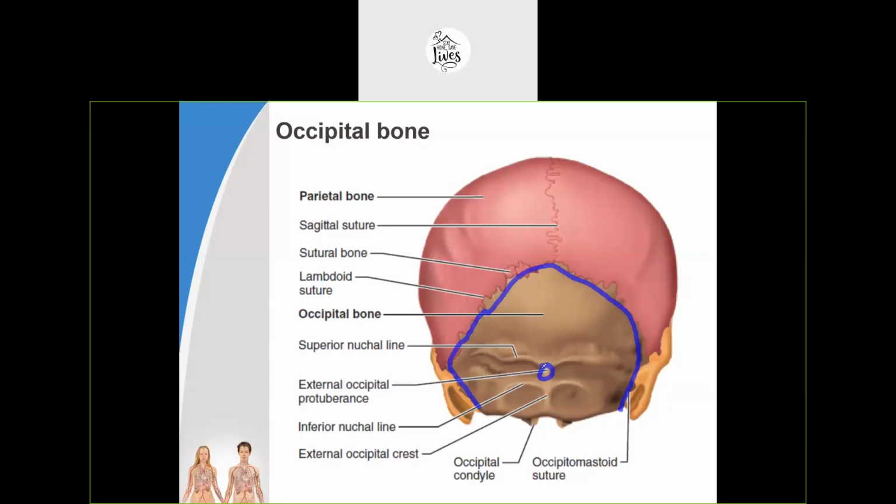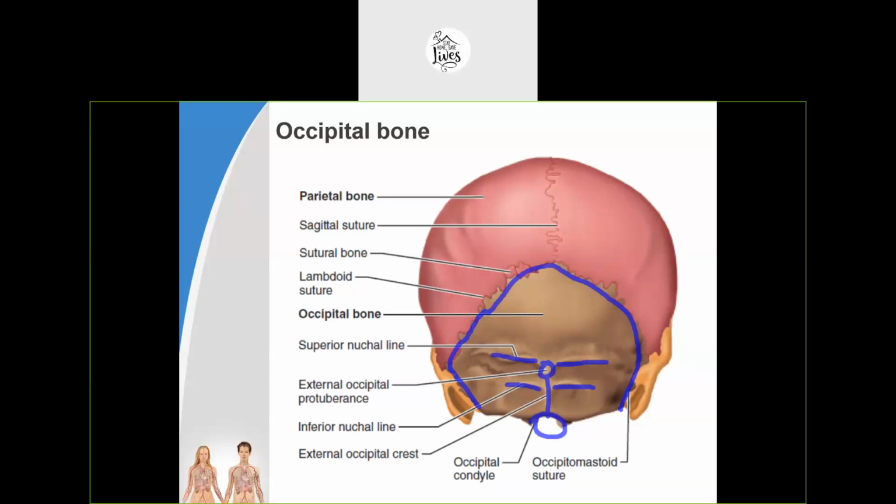We have the external occipital crest that will be extending anteriorly from the protuberance to the foramen magnum. Here we have the foramen magnum that I will explain in a few minutes. This external occipital crest is securing the ligaments of the neck, named the ligamentum nuchae. And laterally from the occipital protuberance, we have the superior and inferior nuchal lines, and these are for the neck and back muscles to be attached at this point.